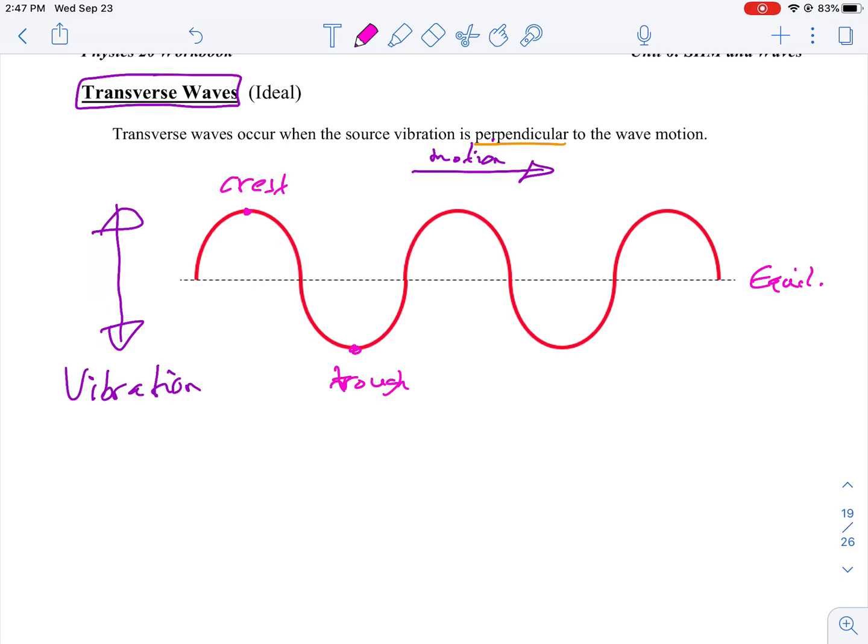Do you remember what the amplitude is? From where to where? And again, from equilibrium to the top of a crest, for example, that would be called the amplitude. And from equilibrium to the bottom of a trough, that's also called the amplitude. And if it's an ideal wave, that amplitude never changes all the way through. Finally, can you identify the wavelength from where to where?